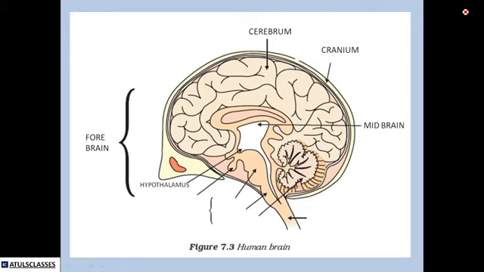Then we have the midbrain, then the pons, medulla, and the cerebellum. All these three combine to form the hindbrain. These are connected with the spinal cord. So we call the hindbrain a brain stem also. One most important endocrine gland that is also present in the brain is the pituitary gland. So it acts as an endocrine gland.